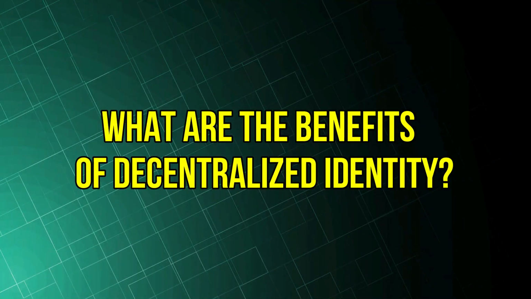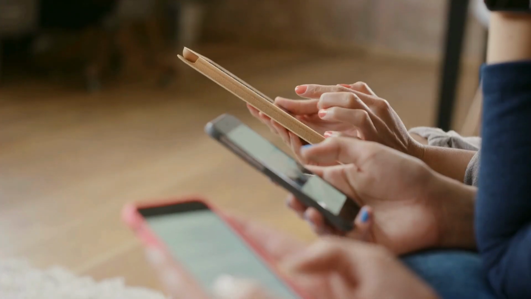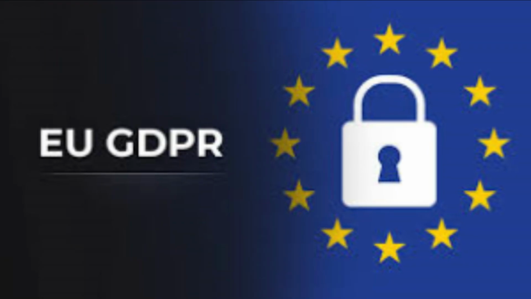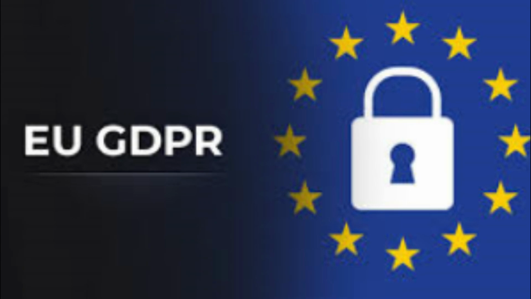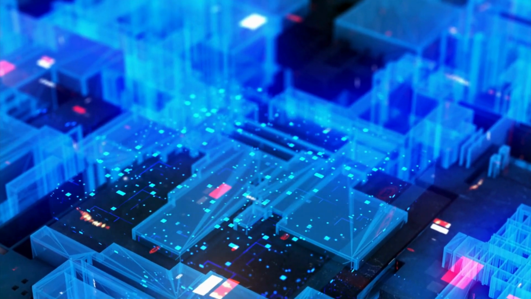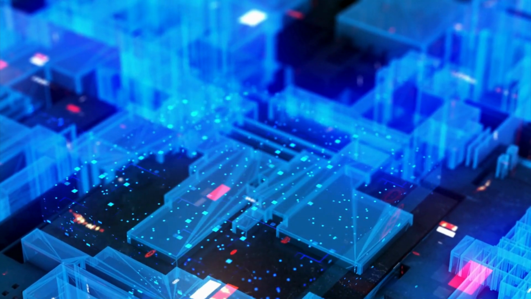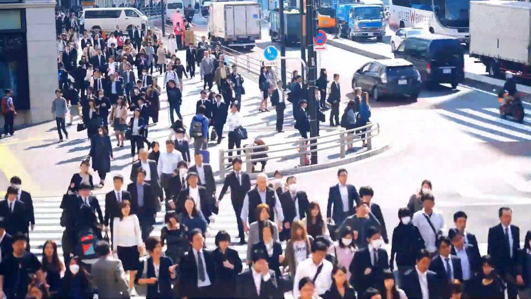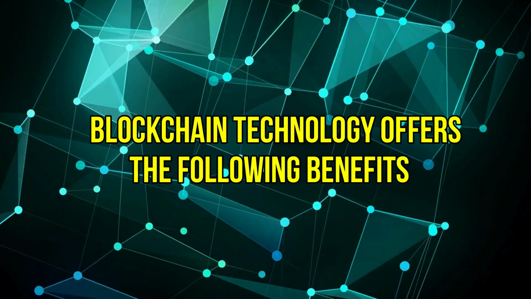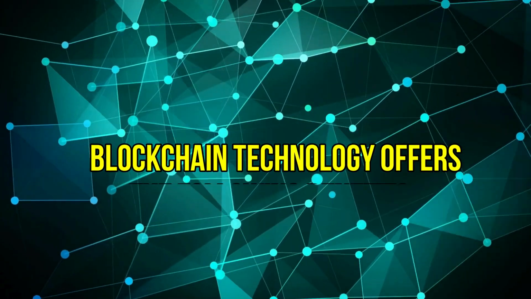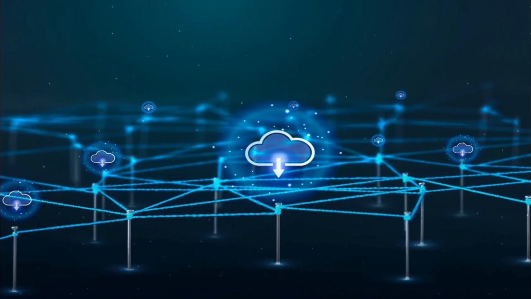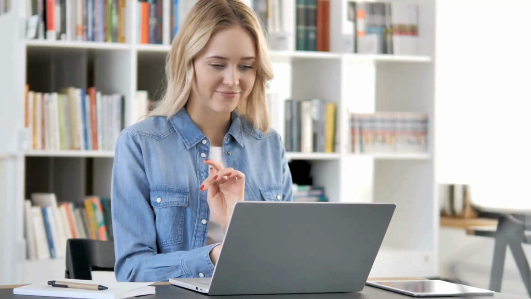What are the benefits of decentralized identity? Regulations such as the EU General Data Protection Regulation, EU GDPR, strengthen identity standards that require modern identity solutions. Governments look towards distributed ledger technology to bestow identities to the unidentified and to protect citizens' personally identifiable information. Blockchain technology offers the following benefits: decentralized public key infrastructure, decentralized storage, manageability and control.